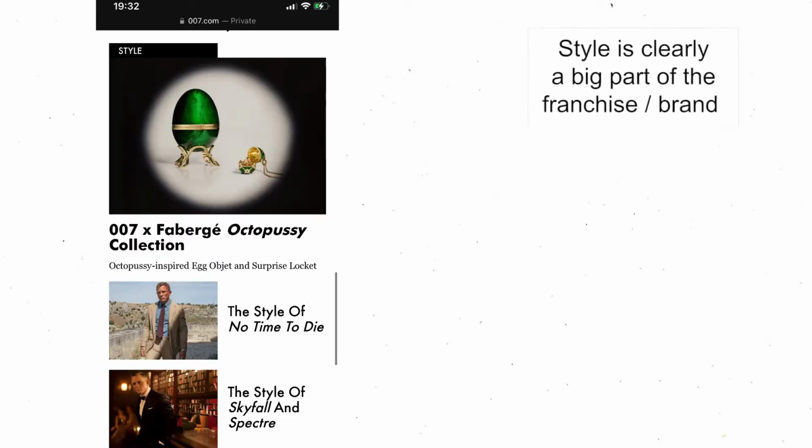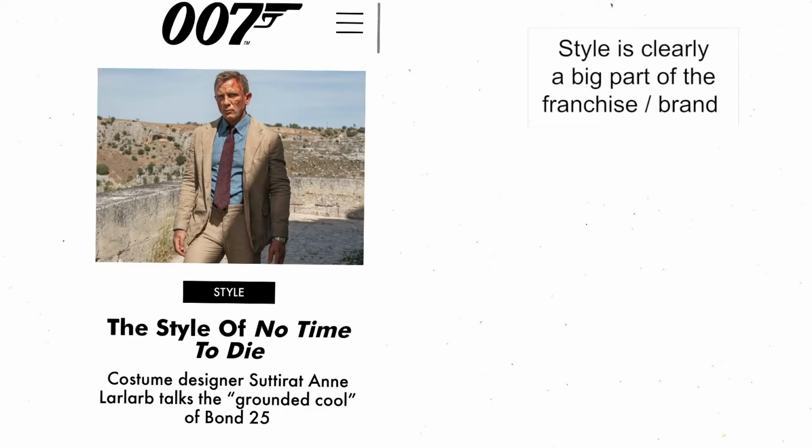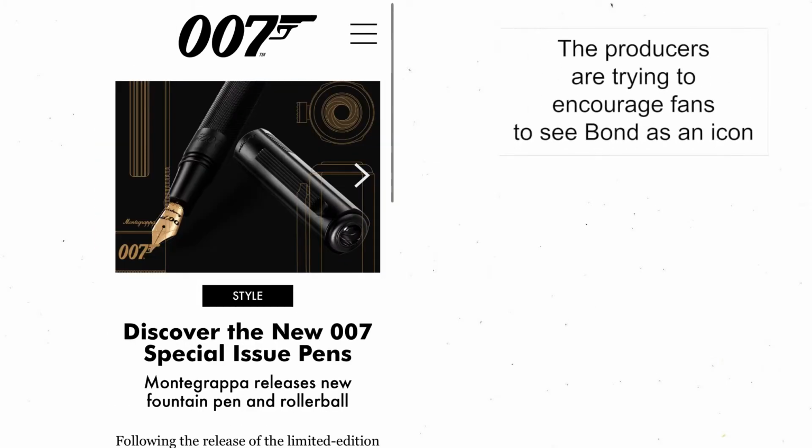The style of James Bond is a massive part of the franchise. People have always seen James Bond as a bit of a style icon, so style is a big part of the website. You can actually go and check out things like the details about the suits. You can see pens, collectibles and other designer items as well. And this appeals to audiences who maybe want to emulate the style of James Bond.